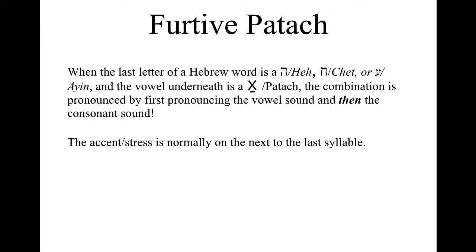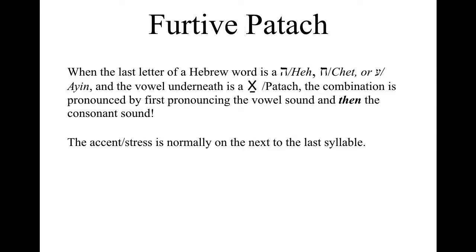The final lesson that we have to learn about the vowels, in this beginner course at least, is the Furtive Patach. So when the last letter of a Hebrew word is a He, a Chet, or an Ayin, and the vowel underneath is a Patach, the combination is pronounced by first pronouncing the vowel sound and then the consonant sound. This is different because we normally pronounce the consonant sound and then the vowel sound. So we will look at some examples in the next slide.